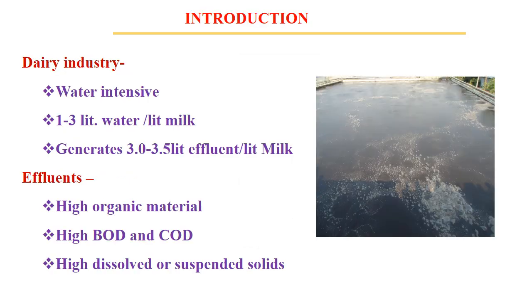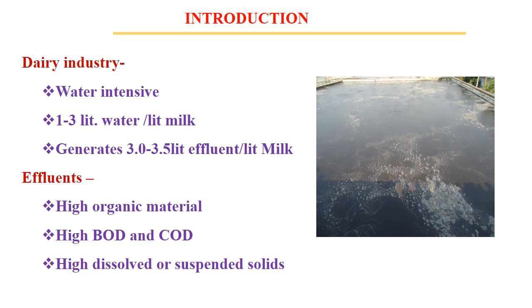So here is a basic introduction. As I have mentioned, effluent means the liquid discharge, the wastewater coming out from any industry. In the case of the dairy industry, it is highly water intensive, meaning a large amount of water is used at different phases and activities, and that could be 1 to 3 liters of water per liter of milk processed. In general, a dairy plant generates an effluent of 3 to 3.5 liters per liter of milk processed. Meaning if 100 liters of milk is processed in a dairy plant, it will generate 300 to 350 liters of effluent. That's the wastewater.